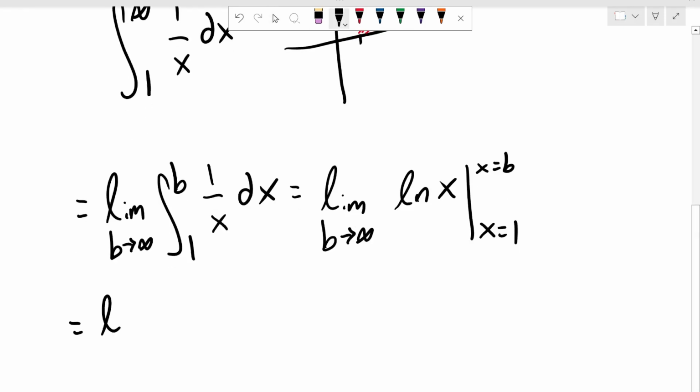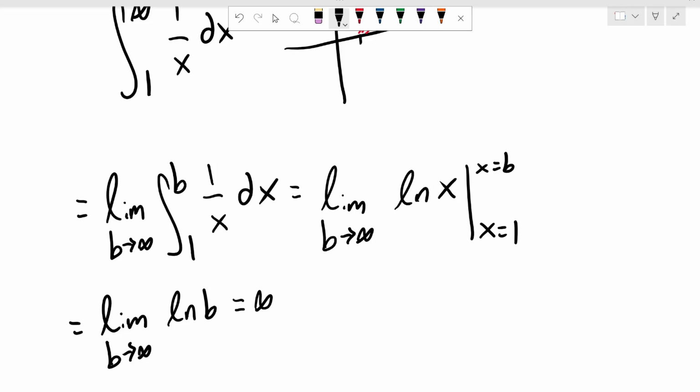And then we're going to just keep going. We'll keep bringing that limit along with us. Limit as b goes to infinity of the natural log of b minus the natural log of 1, which is just 0, so we can forget about that. And now the limit as b goes to infinity of the natural log of b is going to be infinity. Okay, so here we don't end up with a finite area. So I said we could, we didn't in this case, but this is what we need to do to determine whether or not we're going to end up with a finite area.